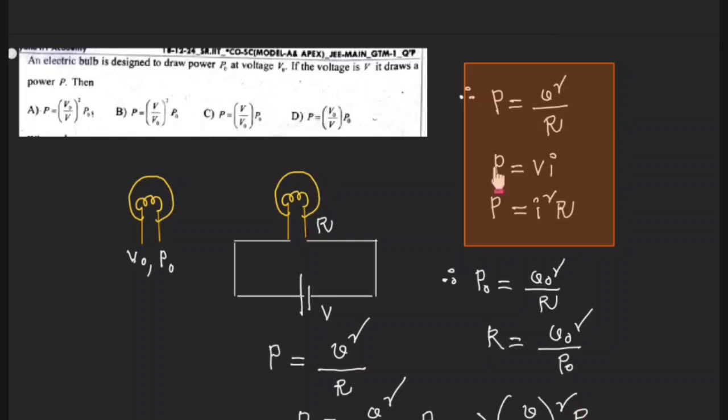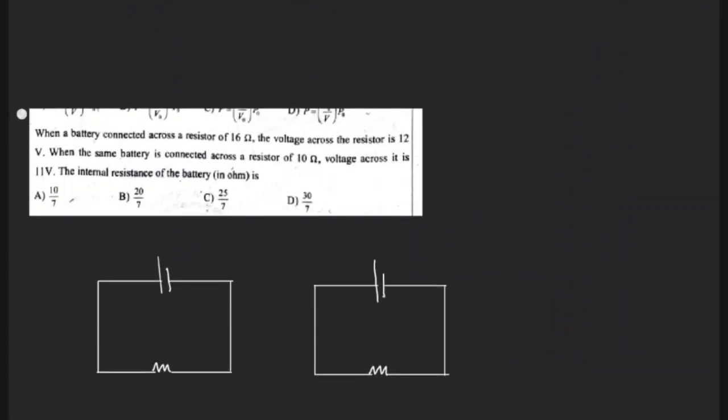That is the answer, right? Please keep these formulas: P is equal to V square by R, P is equal to VI, P is equal to I square into R. Depending upon that, these formulas can be used to find either the power rating, the voltage rating, as well as the consumed power. Clear? So that is the formula.